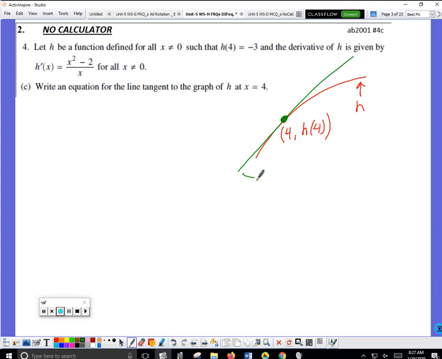This equation is going to be y equals m times (x minus x1) plus y1.